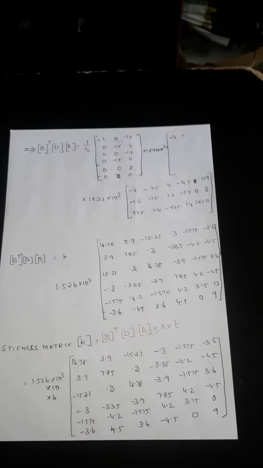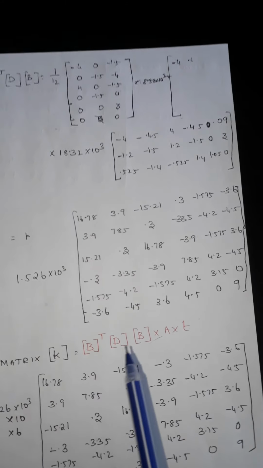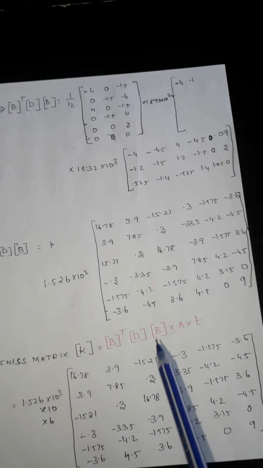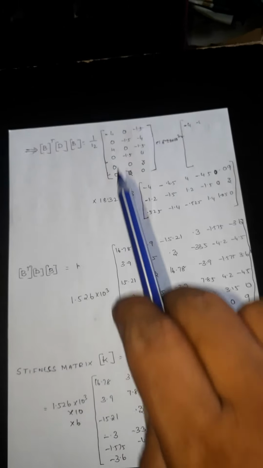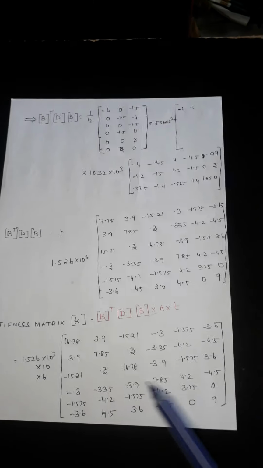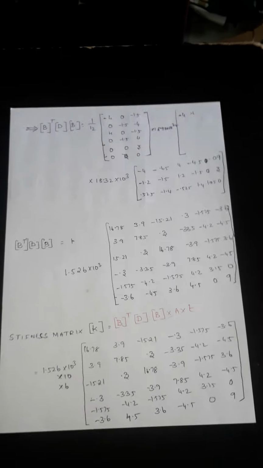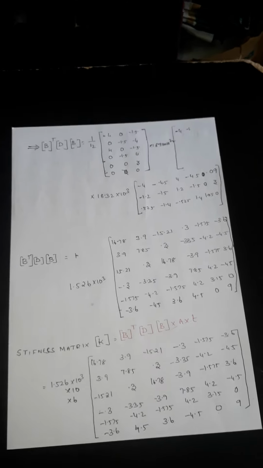And the order should be B transpose DB, first multiplied by this and then multiplied by this. While writing, B transpose must be written first and DB second. It should not be DB first and then B transpose, it will be completely wrong. So in this way you have to multiply. This is the global stiffness matrix for the two-dimensional triangular element for the plane stress condition. Thank you.